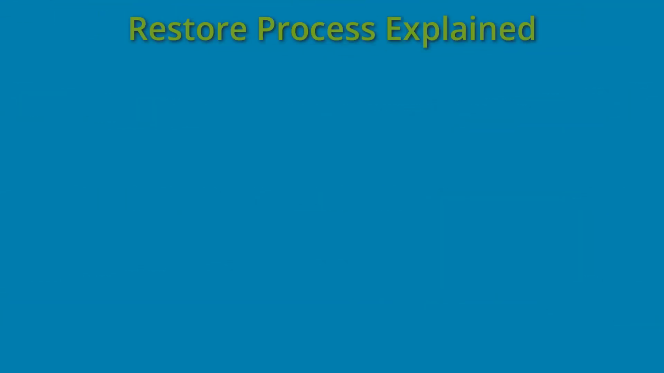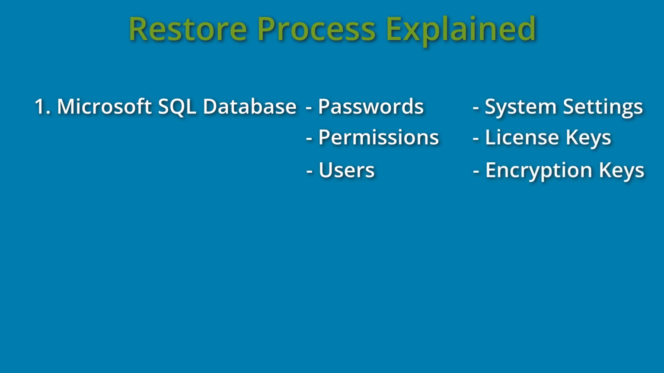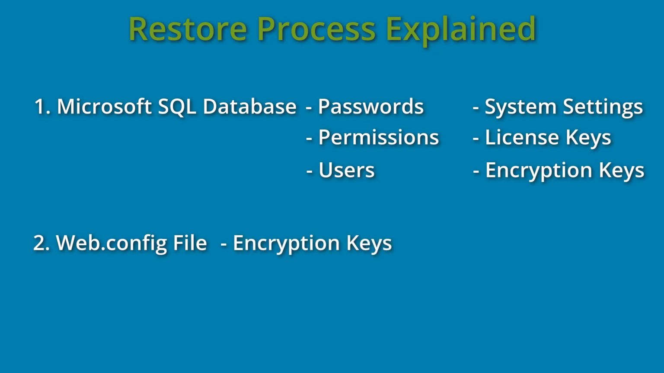To explain what we need to back up in order to restore your environment in the event of a disaster, there are really two critical pieces of data to consider. Number one, your Passwordstate database, which stores everything such as passwords, permissions, users, system settings, license keys, and one half of your encryption keys. Your web.config file is the second piece of data that includes the second half of your encryption keys. Our backup process can take a backup of your database, your Passwordstate install folder which includes the critical web.config file, and it can also back up your encryption keys separately if you like.